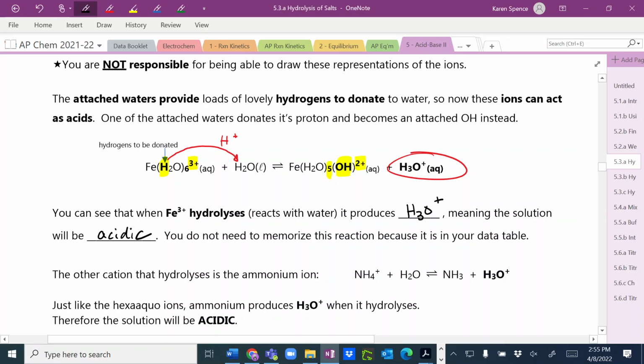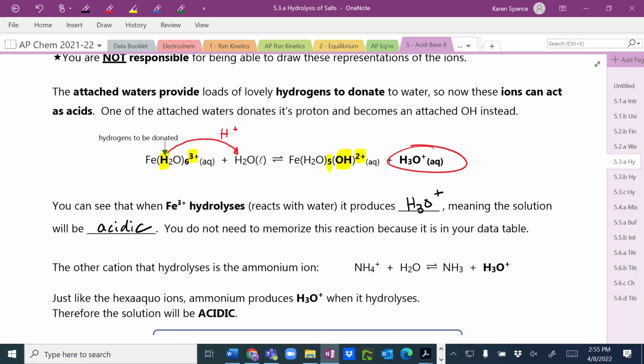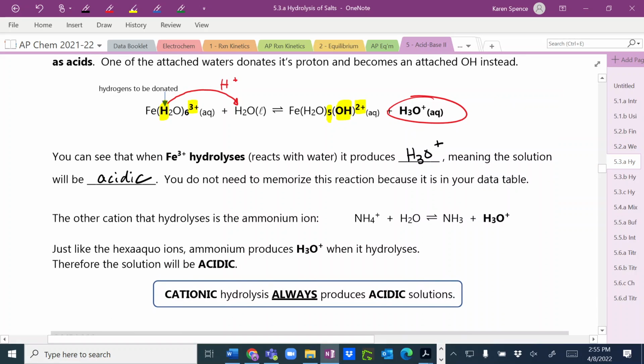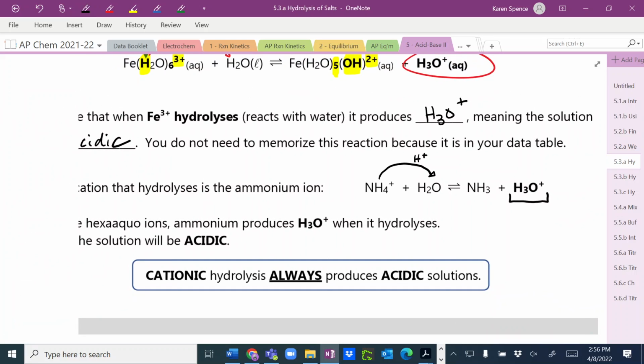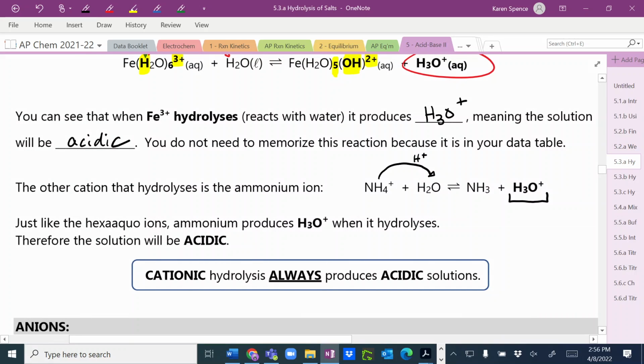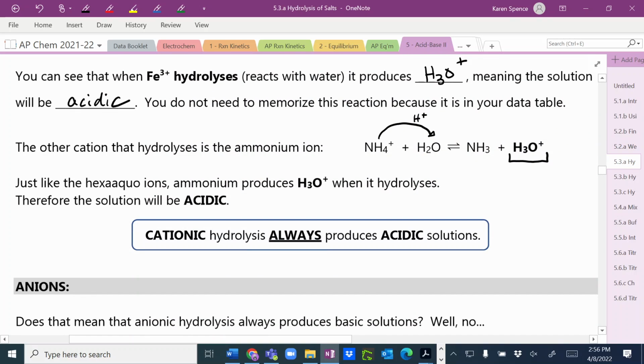Our other cation that hydrolyzes is the ammonium ion. And of course, we know what that does. It gives its proton to water, and we end up with H3O+ and NH3. And so that's going to be an acidic solution. Cationic hydrolysis always produces acidic solutions, okay? Because there's only those four and they're all donating protons. Yes?